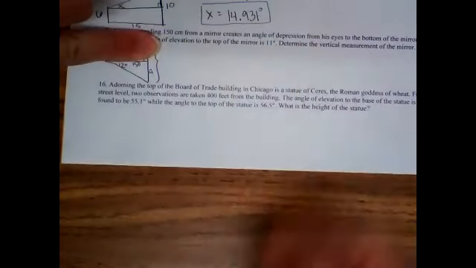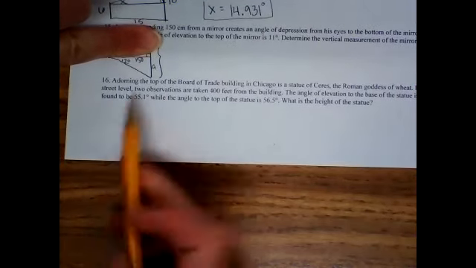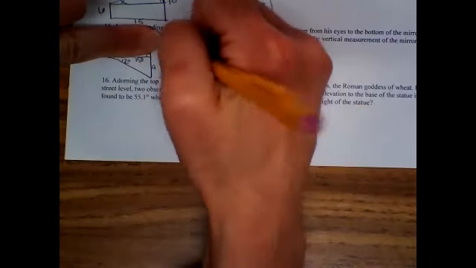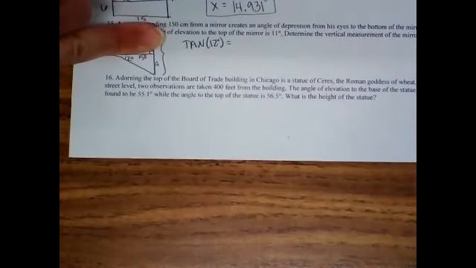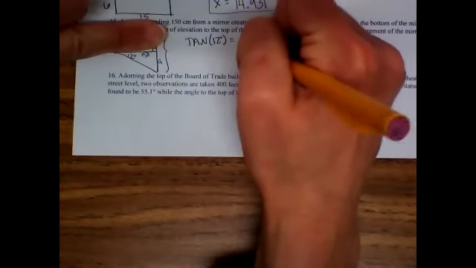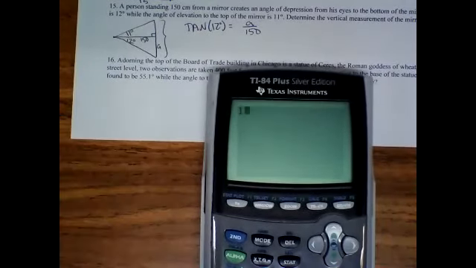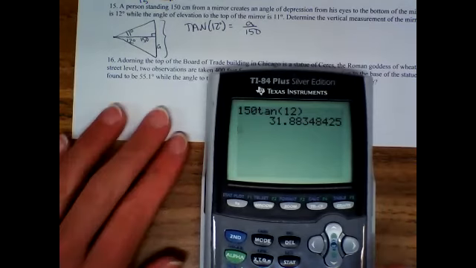I'm going to call this distance A. Again, I go with A, B, and C if I have to store something. This is going to be a two-part problem. You would have tangent of 12 equals what over what? Good, A over 150. So multiply the 150 over. What you're going to type, please type along with me: 150 tangent of 12. I got 31.883.